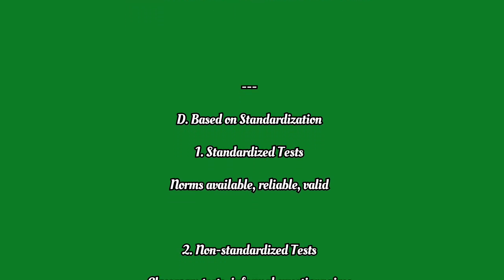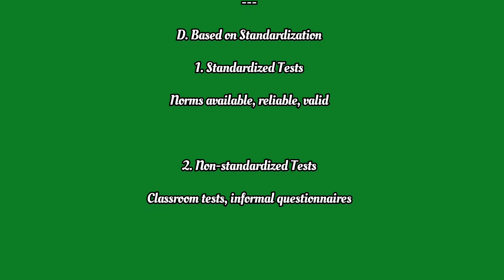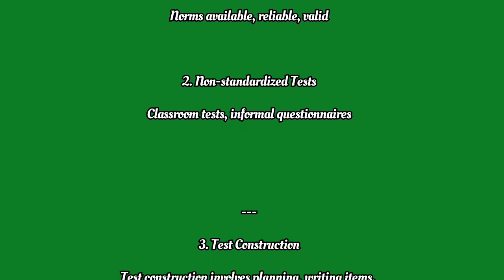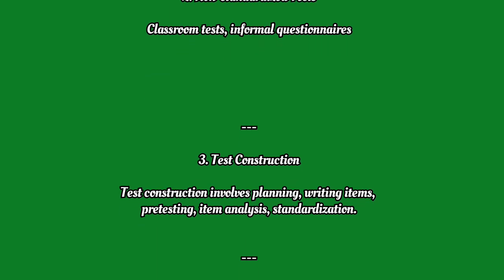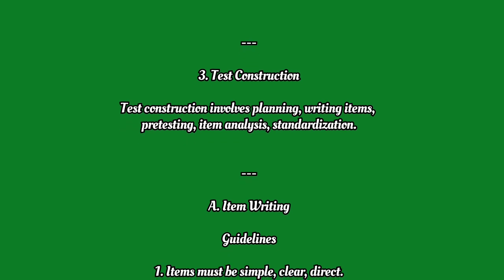Based on standardization. First is the standardized test: norms available, reliable, valid. Second is the non-standardized test: classroom tests, informal questionnaires. Third is test construction. Test construction involves planning, writing items, pre-testing, item analysis, and standardization.